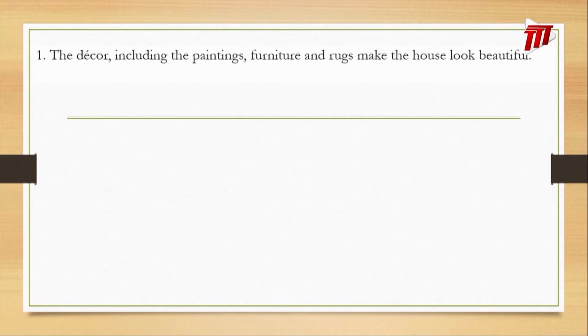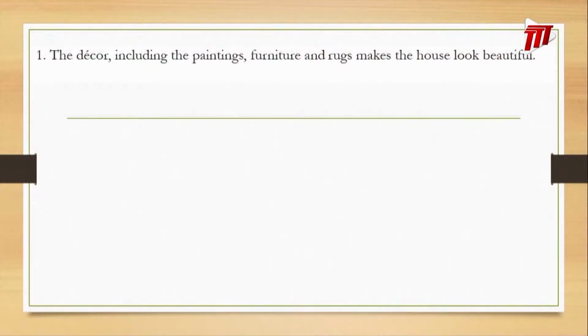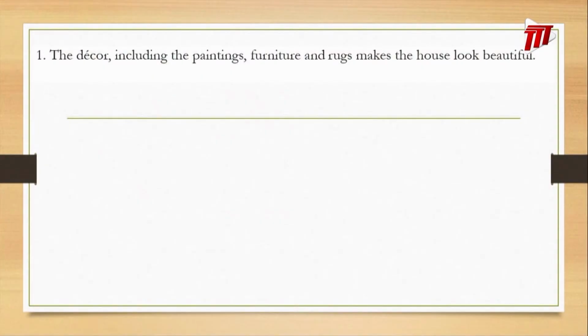Let's examine some example clues. The decor, including the paintings, furniture and rugs, makes the house look beautiful. What's the meaning of the word decor? The signal word in this sentence is including, and the examples are paintings, furniture, and rugs. And all of these things make the house look beautiful. So all of these things form part of your house. So we can interpret in this sentence that the decor means the furnishings of your house.